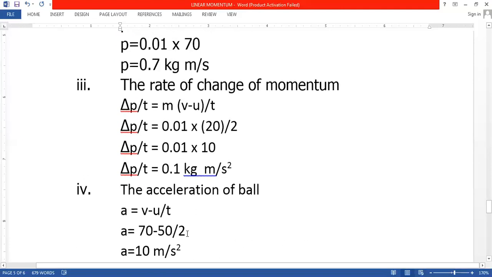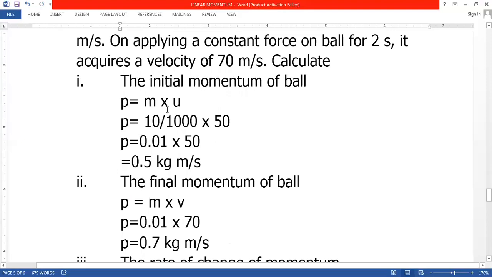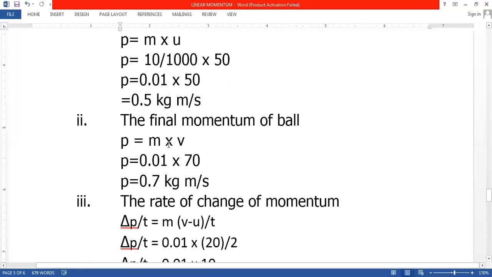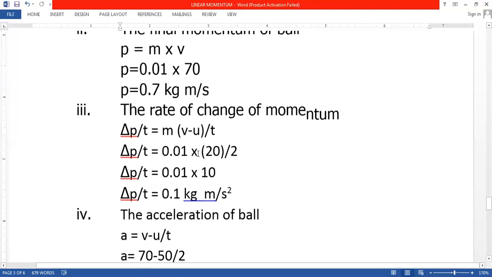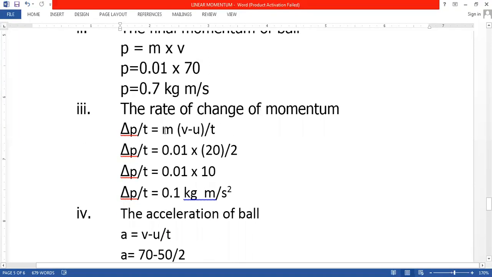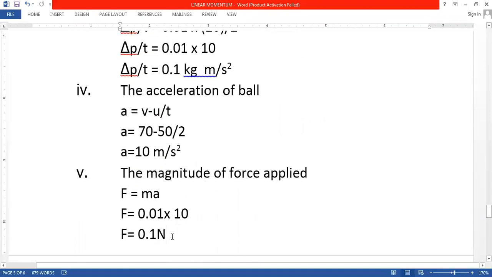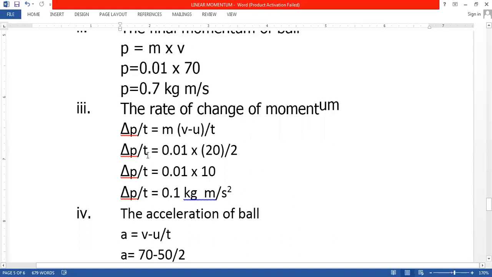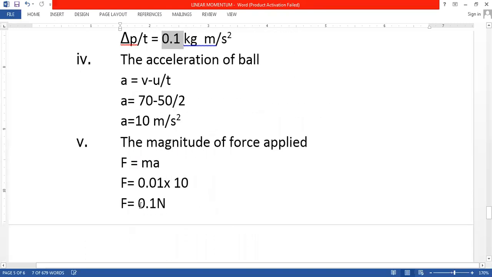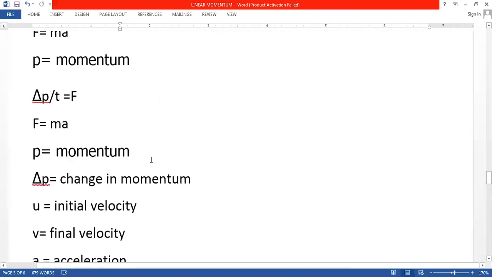Let's see how we are finding each and everything. Initial momentum is mass into initial velocity. Final momentum is mass into final velocity. Rate of change of momentum is mass into change in velocity upon time. Then we got acceleration, and then we calculated the force. But do you observe something very common? The rate of change of momentum is 0.1, and the force is also 0.1, because the law says the rate of change of momentum is equal to force.